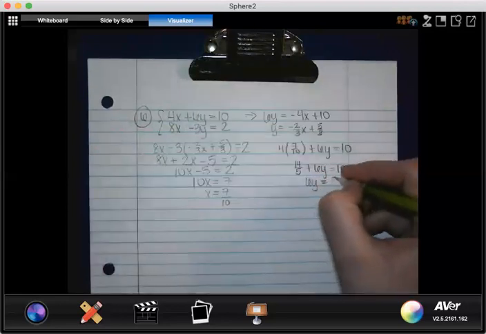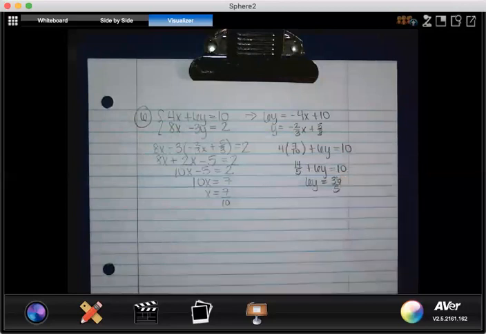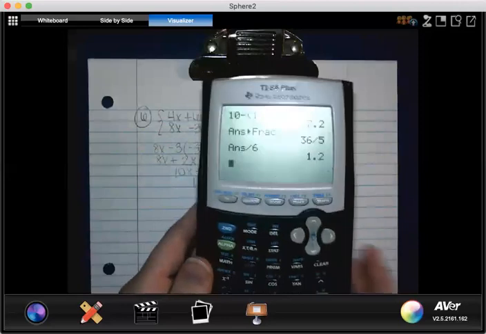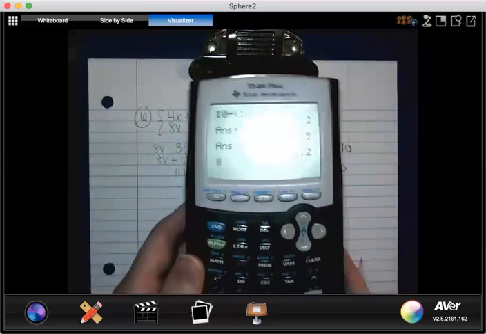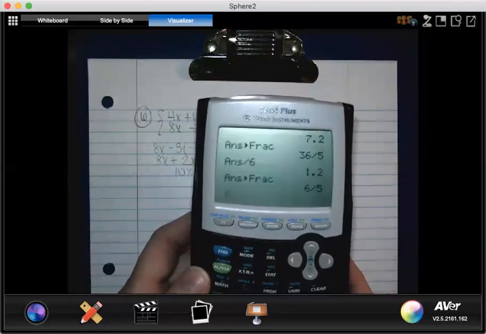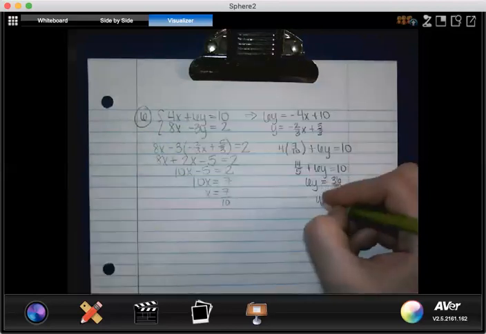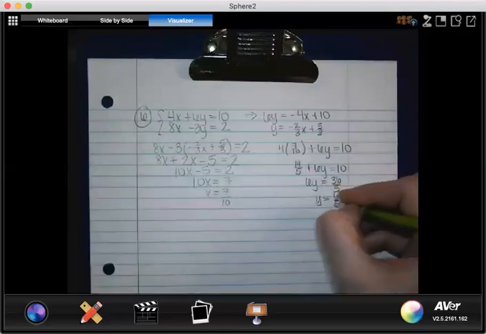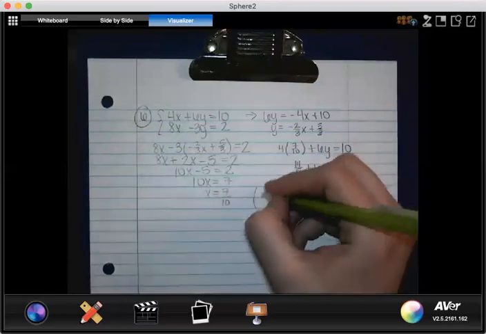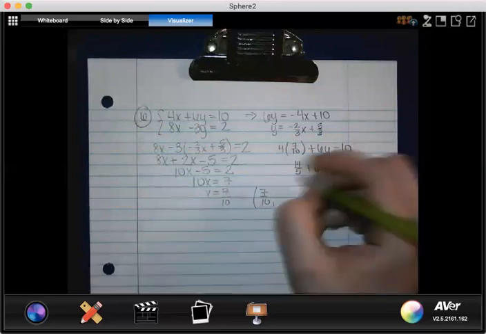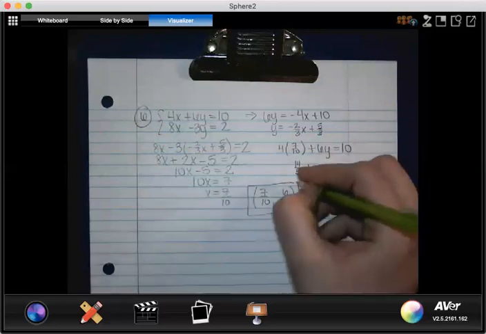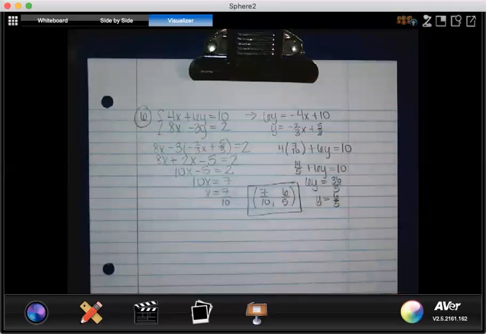Y equals 36/5. Okay. From here, I divide by 6. If it goes back to a decimal, again, hit math, enter, enter, and you get your fraction again. So y equals 6/5. So final answer, 7/10, 6/5. Okay, great work.